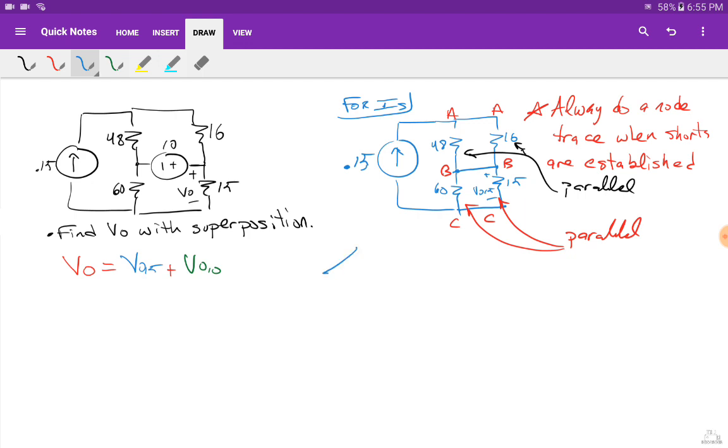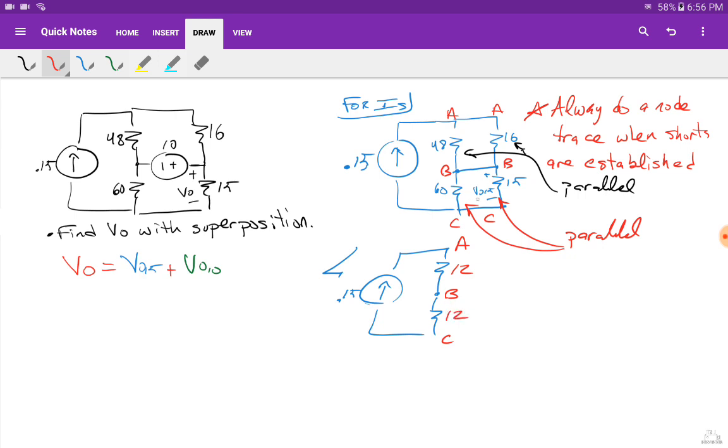So with that being said, I can redraw this circuit, and I have not a voltage, bad habit, it's a current source, 0.15, and I have one here, B, and another one there. So this is going to be B, because B stayed constant, C, and A. Now 48 in parallel with 16. 48 in parallel with 16 is 12, right? 48 times 16 over 48 plus 16 is 12. 60 in parallel with 15 is also 12.